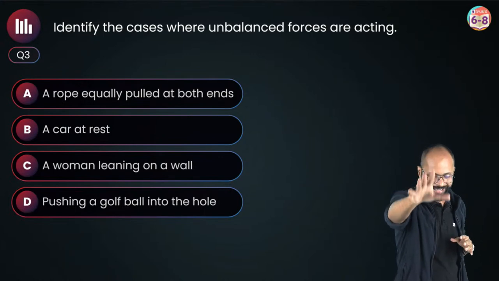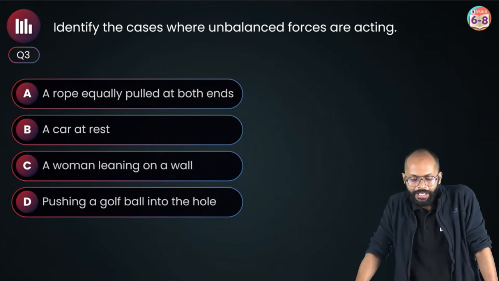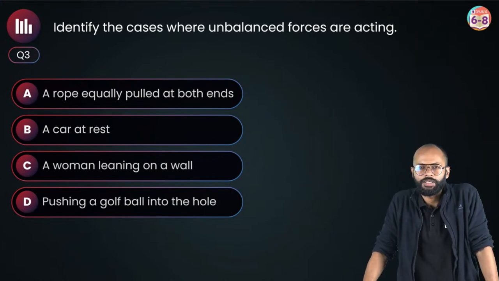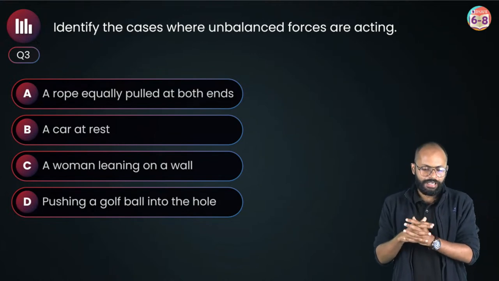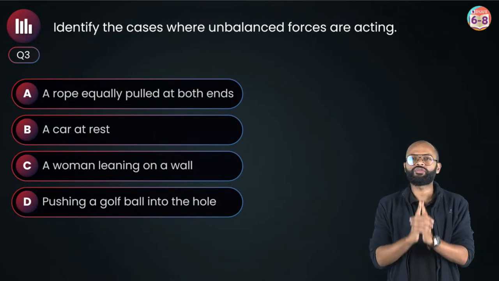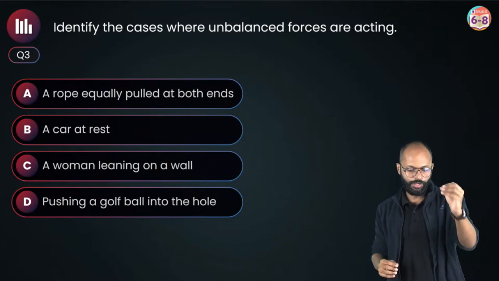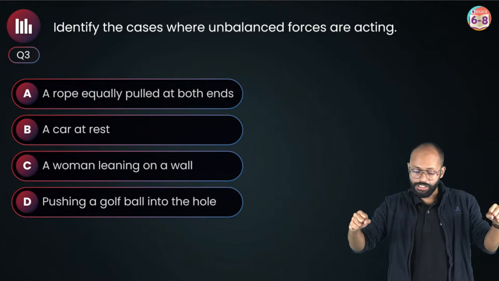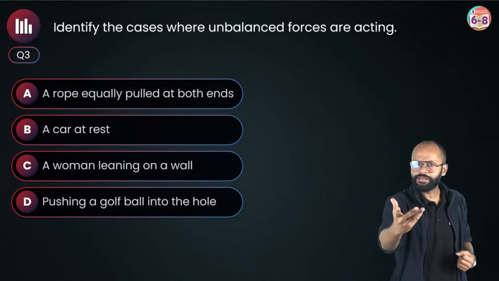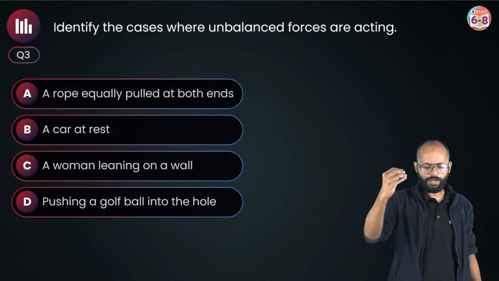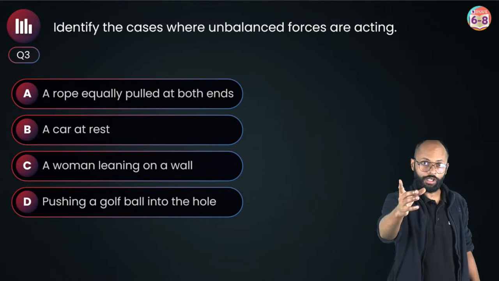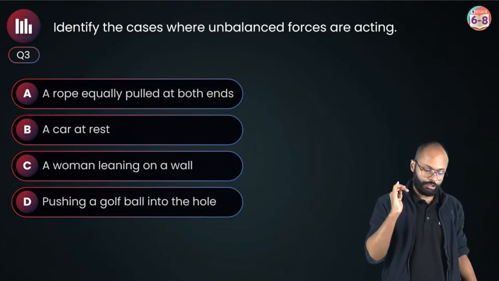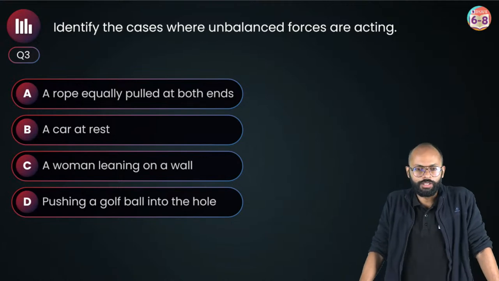Chalo, one more question. Question number 3. Identify the cases where unbalanced forces are acting. First, a rope equally pulled at both ends. Second, a car at rest. C, a woman leaning on a wall. D, pushing a golf ball into the hole.